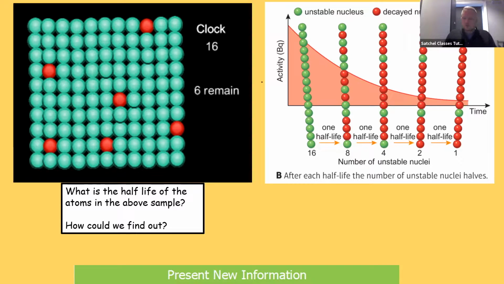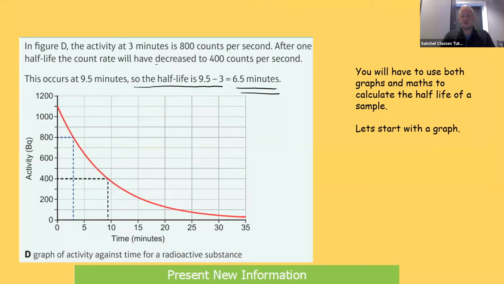This is one of the things that you have to be able to do, to calculate half-lives based on what you know about the atom, or the radioactive isotope, from the question that you're given. You have to use both graphs and maths to help calculate the half-life of a sample. So let's start off with a graph, and I've got an example here. In figure D, the activity at 3 minutes is 800 counts per second. After one half-life, the count rate will have decreased to 400 counts per second. This occurs at 9.5 minutes, so the half-life is 9.5 minus 3, which is 6.5 minutes.